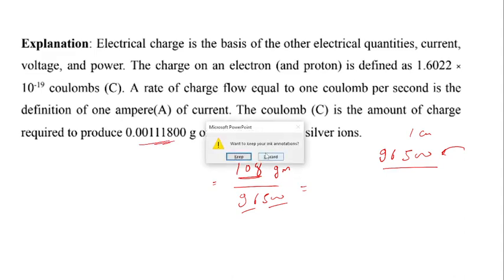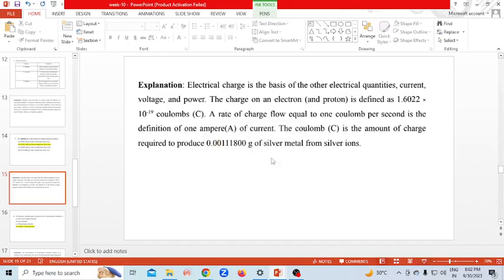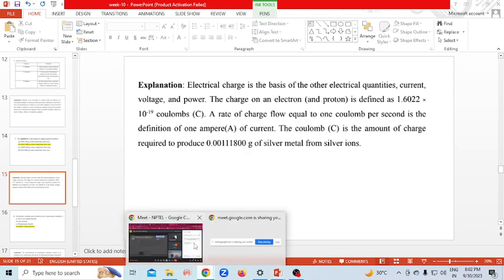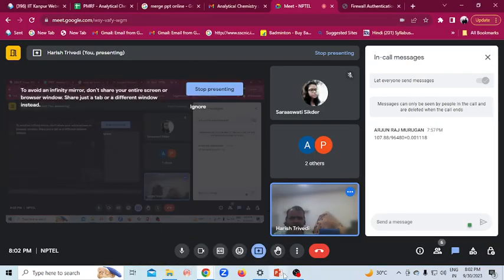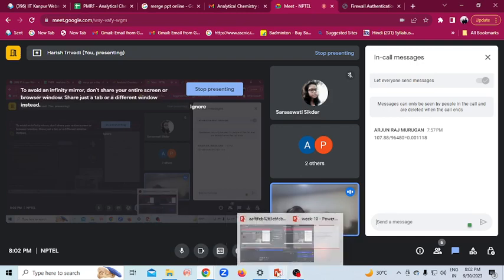You can check it. I think it will be 108 divided by 96,500. Yes, it is approximately the same. So this question, I think, is very well explained.